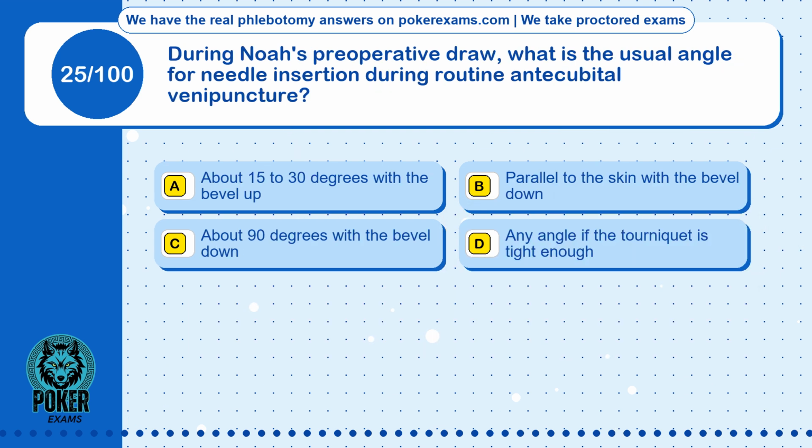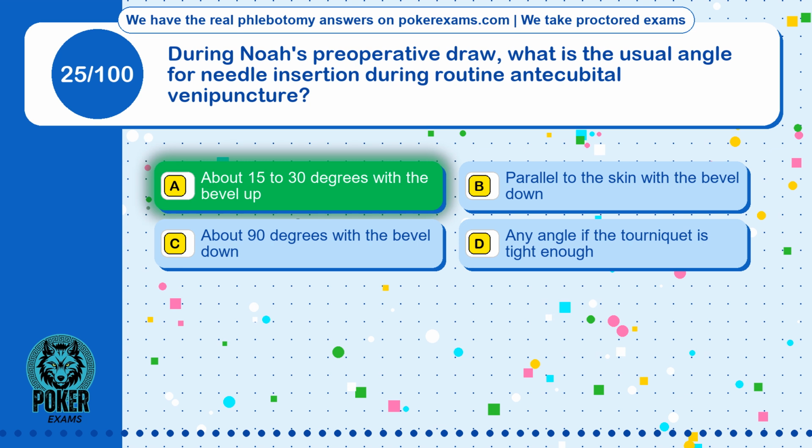Question 25. During NOAA's preoperative draw, what is the usual angle for needle insertion during routine antecubital venipuncture? Option A: about 15 to 30 degrees with the bevel up. Option B: parallel to the skin with the bevel down. Option C: about 90 degrees with the bevel down. Option D: any angle if the tourniquet is tight enough.